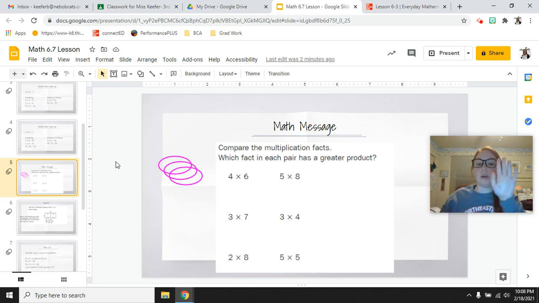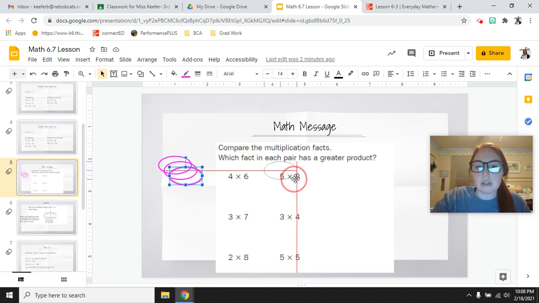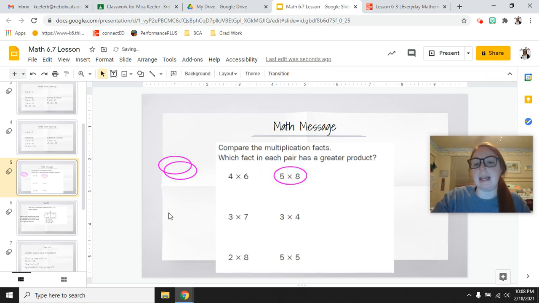So what we're going to do is go through these answers and then talk about that question. It'll give you a little bit of time to think about it. So 4 times 6 and 5 times 8, which one would be greater? In this case, 5 times 8 would be greater. We would get a greater product with 5 times 8.